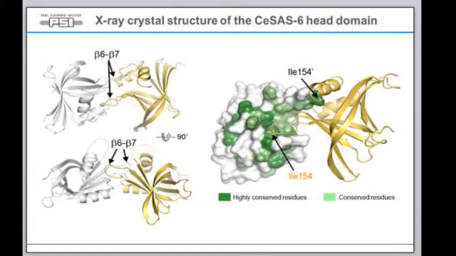And when we looked at the sequence conservation on the surface of the monomer, we realized that this dimer is actually established by highly conserved residues. And typically, if you find highly conserved residues on the surface of a protein that are involved in interaction, this tells you that this is of functional importance. And specifically, what we found is a highly conserved hydrophobic residue that sticks into a hydrophobic pocket.